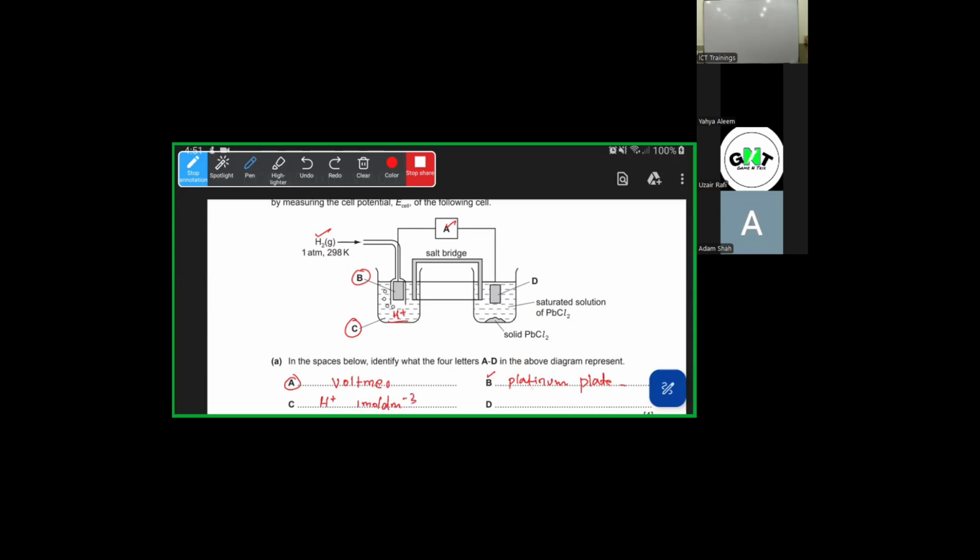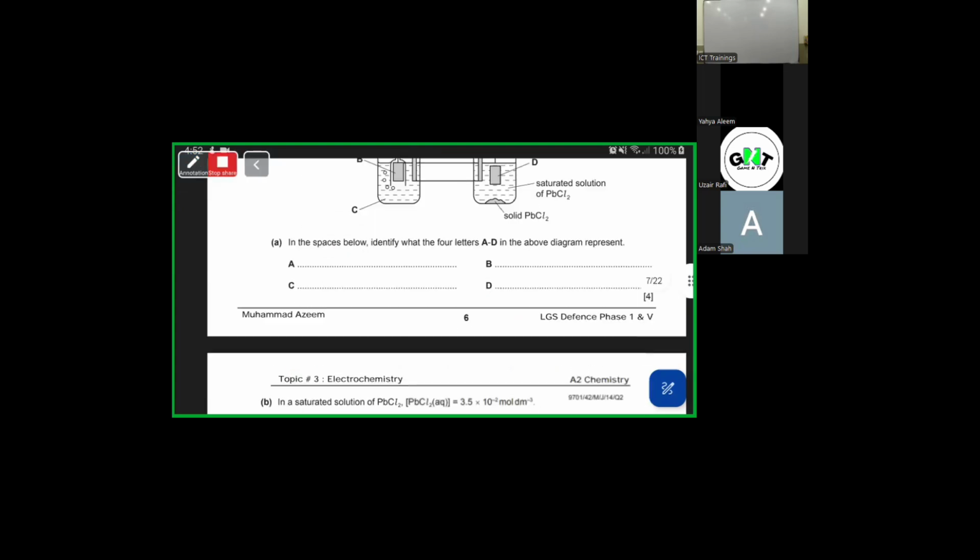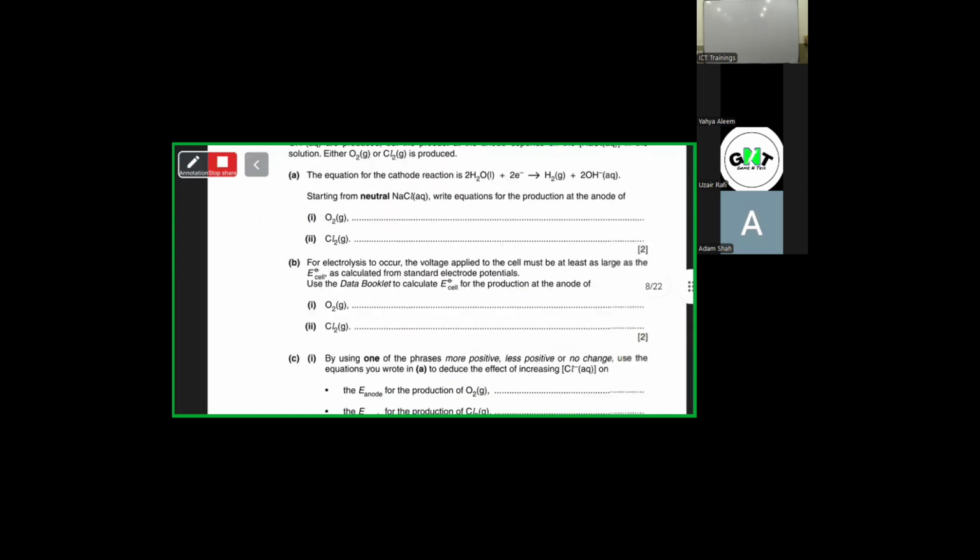Okay, and D, my dear, this is actually the lead+2. So it means lead+2 is present up here, so D should be the lead electrode. Okay, because Pb plus 2, lead chloride shows plus 2. So this is the only oxidation state we got up here. It means D would be lead. Okay, the next question.